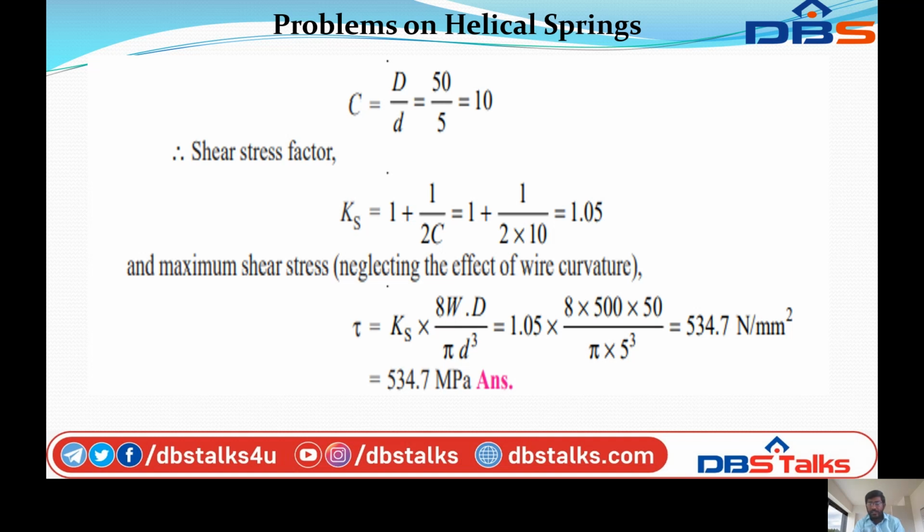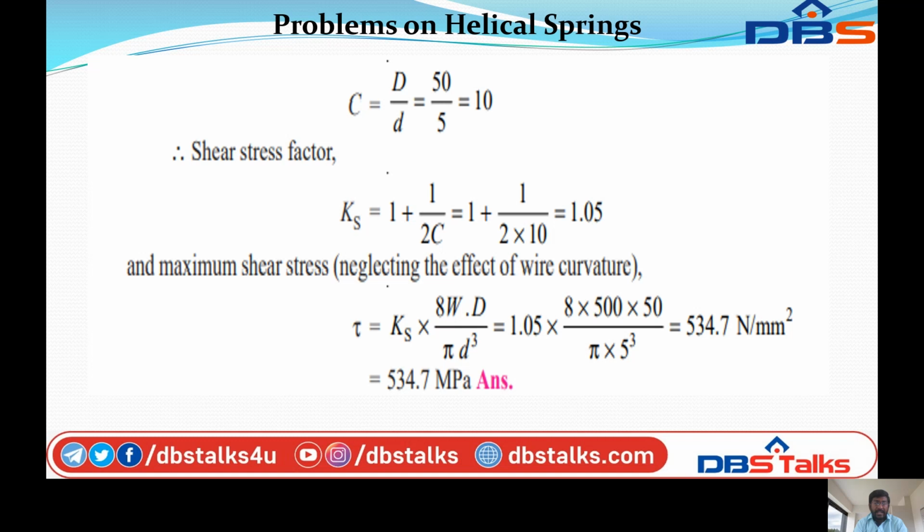Spring index C is equal to capital D by small d, that is equal to 50 by 5, that is equal to 10. Therefore shear stress factor Ks is equal to 1 plus 1 by 2C. Substitute the C value, that is equal to 1 plus 1 by 2 into 10, that is equal to 1.05. Shear stress factor Ks is equal to 1.05.